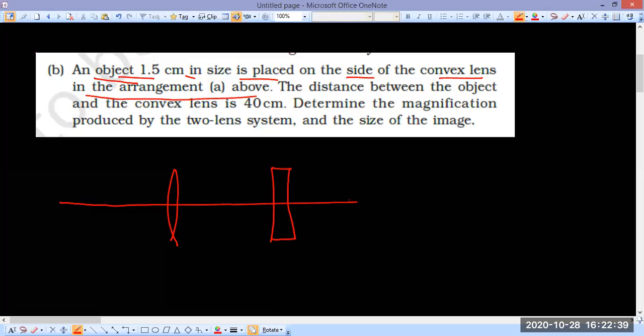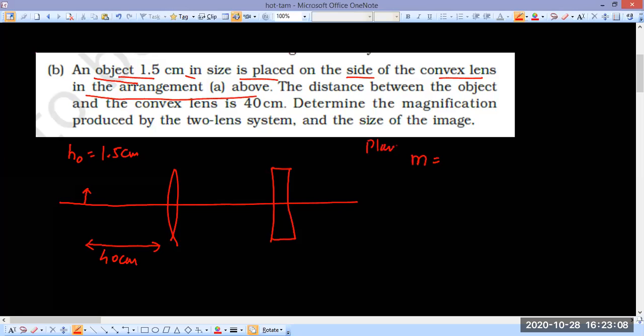And here is the principal axis. So it is given that an object of size HO 1.5 centimeter is placed here, right? The distance between the object and the convex lens is 40 centimeter. Determine the magnification produced by the two lens system. So finally we have to find the total magnification.